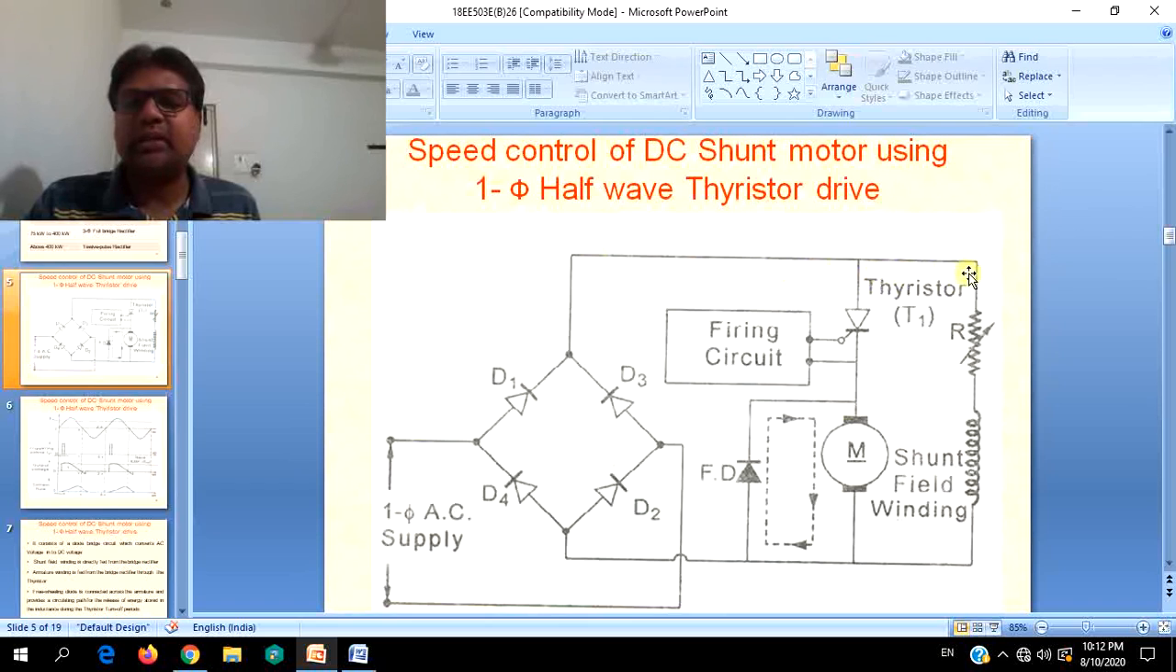And as it is fed to the shunt field winding, there will not be any change. Only in the armature circuit will we be making the changes. During both the half cycles, the SCR will get forward biased, but it will turn on only when a triggering pulse is given via the firing circuit. Until the thyristor is fired, full voltage will appear across the thyristor and the armature will not get any voltage, that is, from 0 to alpha. At firing angle alpha, you will fire the SCR and it conducts.